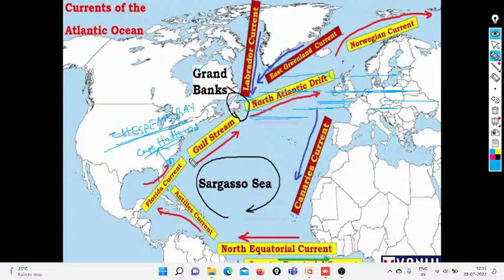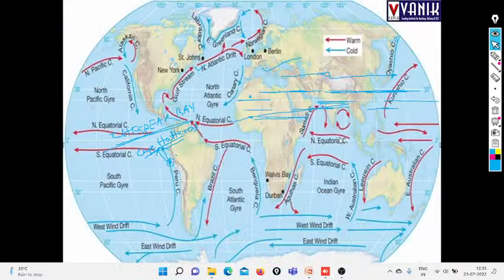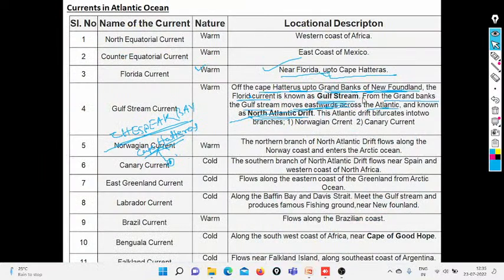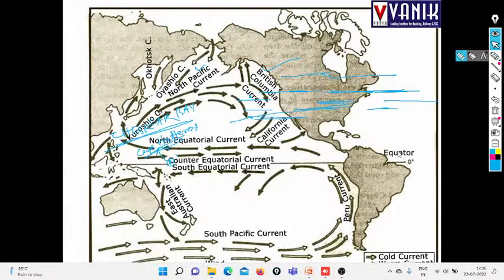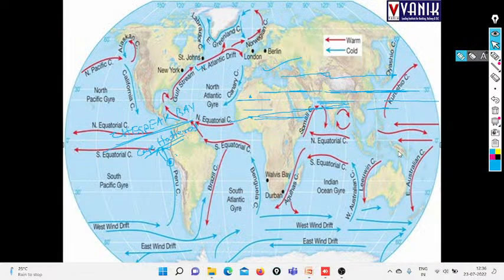It moves till the Grand Banks as the Gulf Stream, then across up to the Norwegian coast. You can see here, the Grand Banks of Newfoundland. Up to Newfoundland, the Florida current is known as the Gulf Stream. From the Grand Banks the Gulf Stream moves eastward across the Atlantic and is known as the North Atlantic Drift. Just look here again.